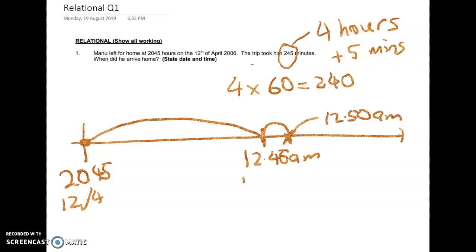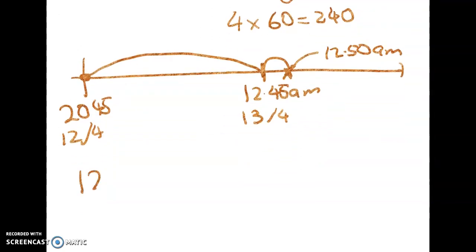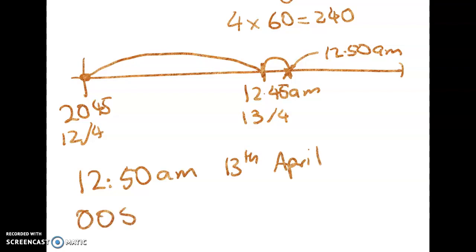So he arrived home, but that's the next day. So my answer would be 12:50 a.m. on the 13th of April. If you're going to write that in 24-hour clock, it would be 0050 on the 13th of April. As I said in the uni-structural questions, I always use a number line for questions about time, and just always remember that there are 60 minutes in an hour, so you don't work with 100 being your base unit anymore.